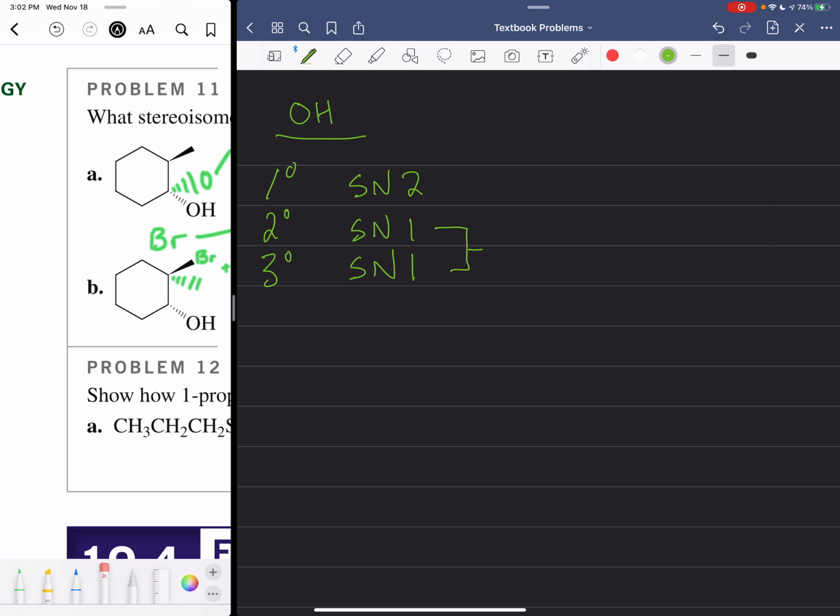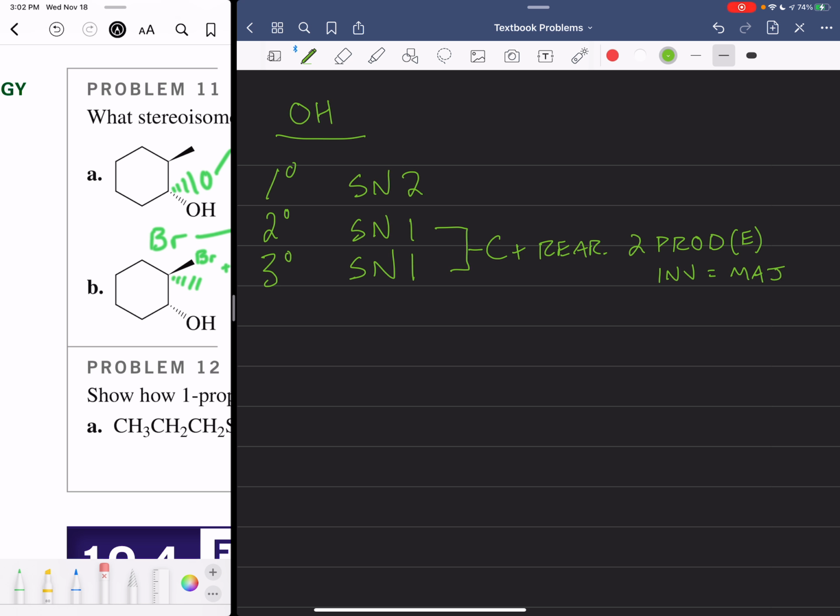These are going to go under carbocation rearrangement, okay? They also are going to form two products. If we have a stereocenter, two enantiomers, and our inverted is going to be preferred.